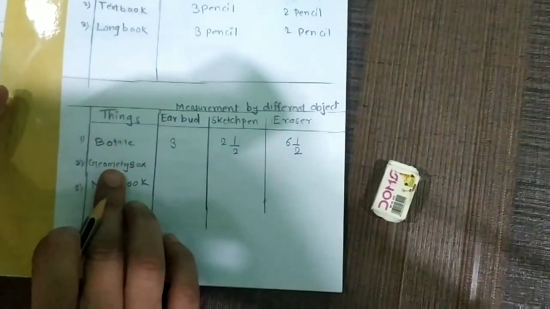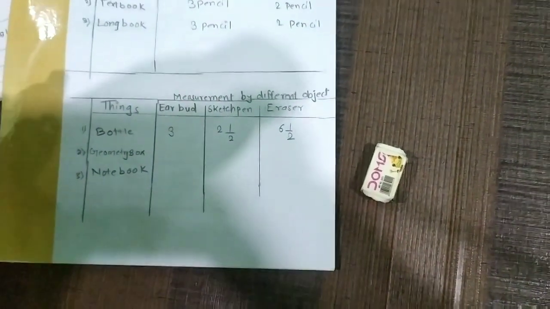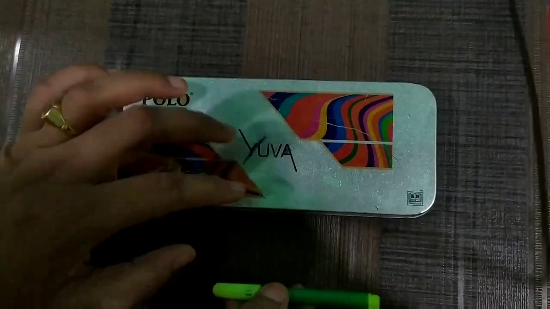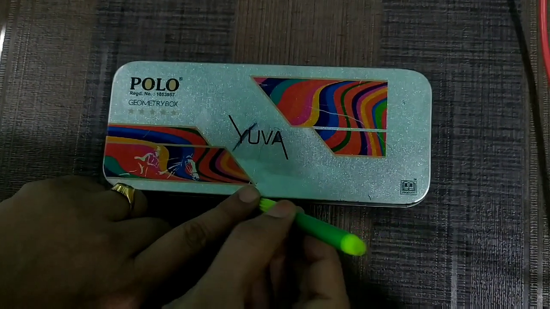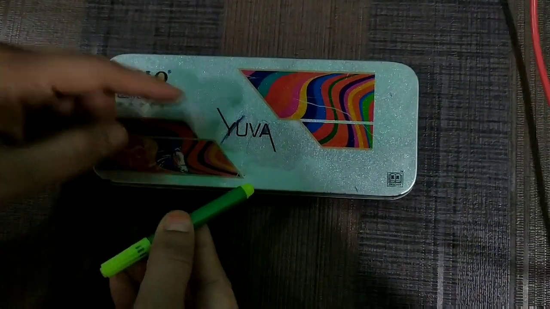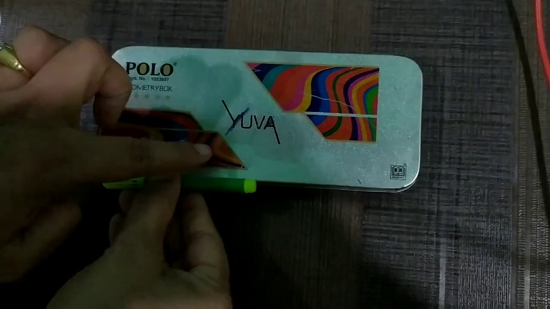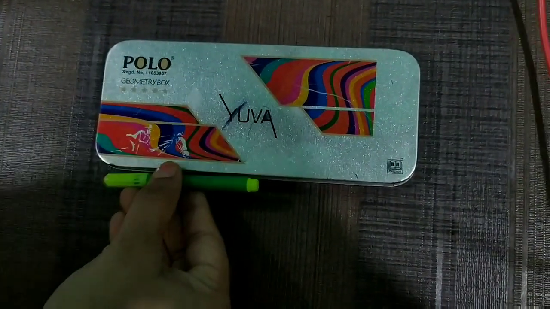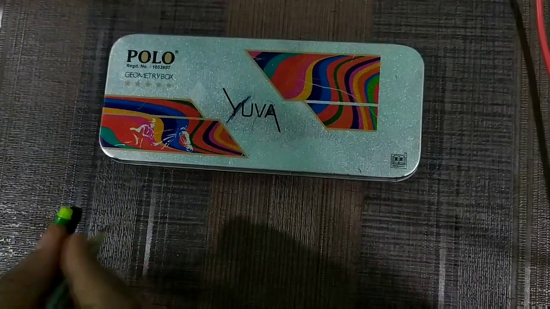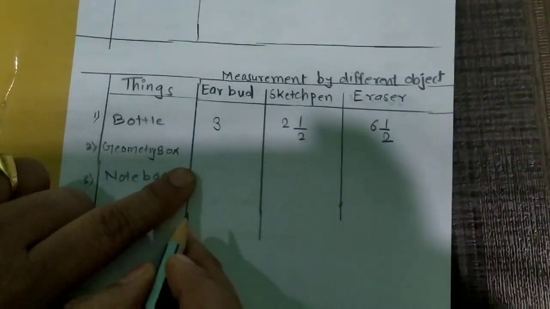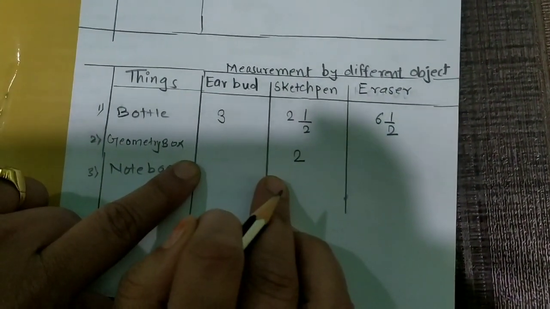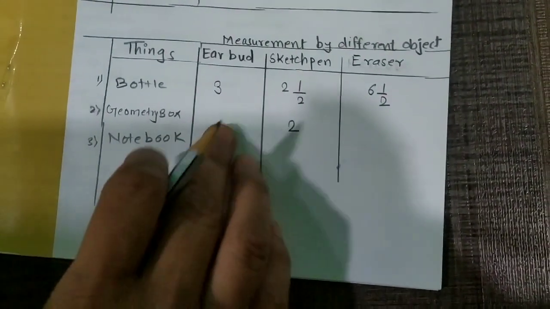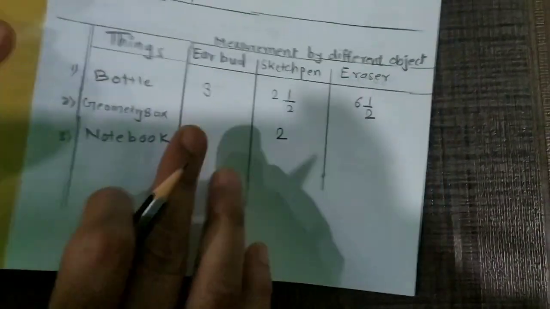Now we will do the measurement of the geometry box. First we will do the measurement with the help of the sketch pen. 1, 2 sketch pens long. We will record our measurement here. Geometry box, 2 sketch pens long. Then we will do the measurement with the earbud.